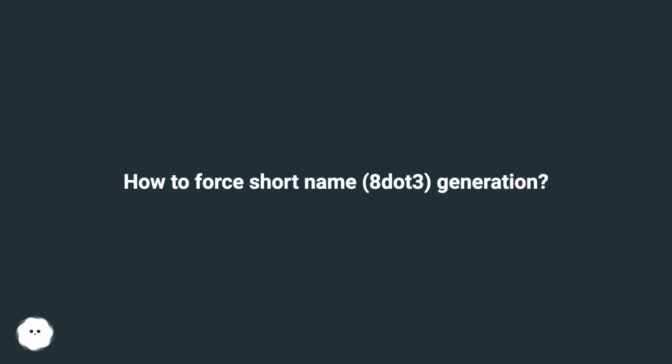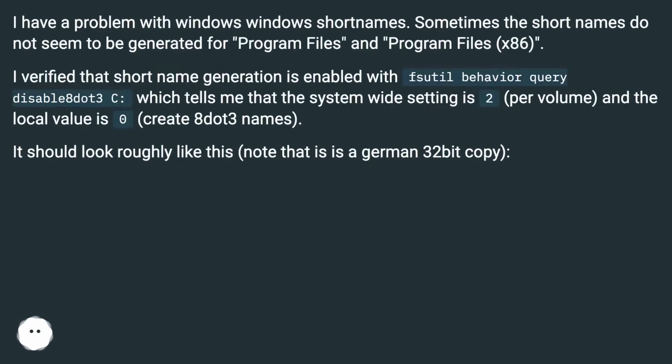How to force short name 8.3 generation. I have a problem with Windows short names. Sometimes the short names do not seem to be generated for Program Files and Program Files (x86).